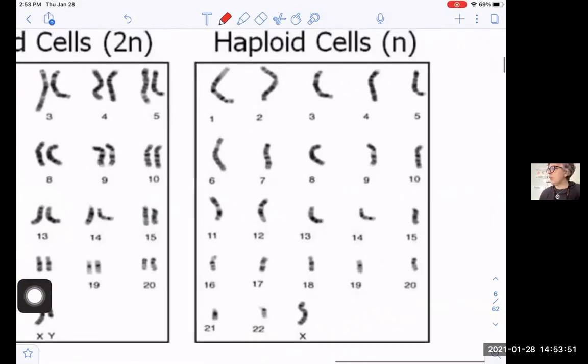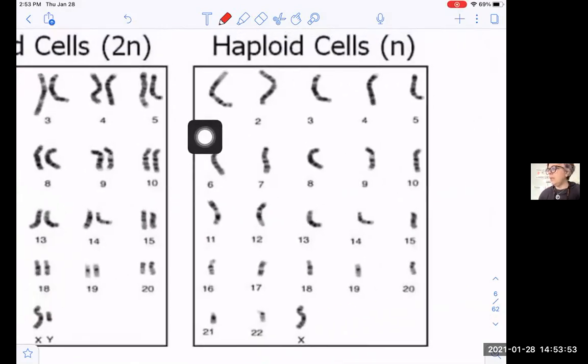Now, in a sperm or egg, you only give your offspring just 1 of your chromosomes. You don't give them both. You give them just 1. So when meiosis is creating gametes, haploid cells, you only give your offspring 1 of each of your 23 pairs.